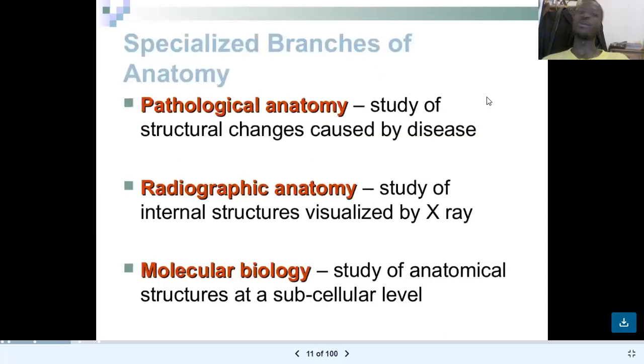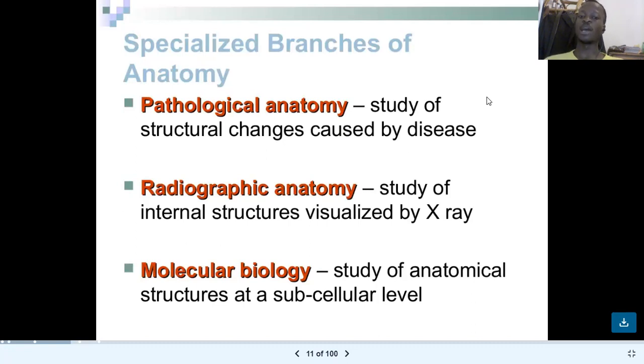Then the specialized branches of anatomy, you can look at pathological anatomy. This is the study of structural changes due to disease. So anatomy, you're looking at the normal structure. Pathology, right? Then that means patho means suffering. So you're now looking at the changes that are coming as a result of the suffering, the disease. Then there is radiographic anatomy, which basically looks or visualizes internal structures using an X-ray, right?